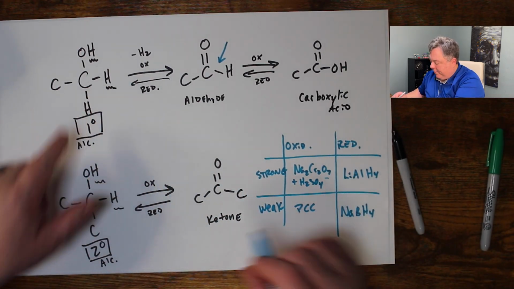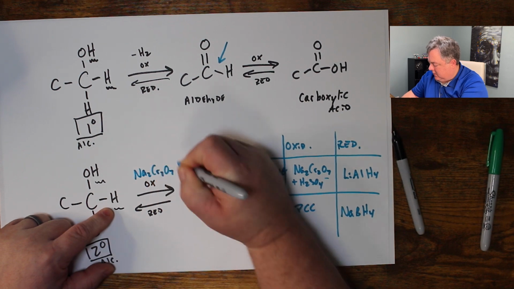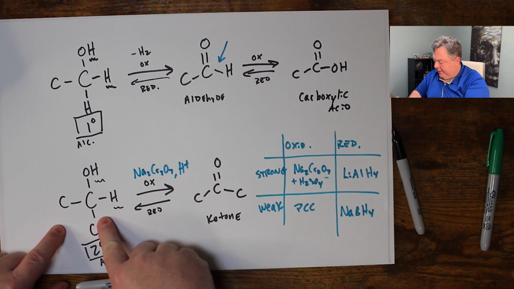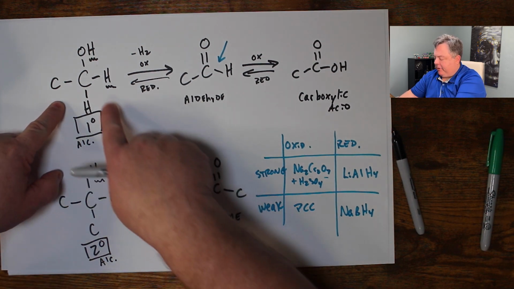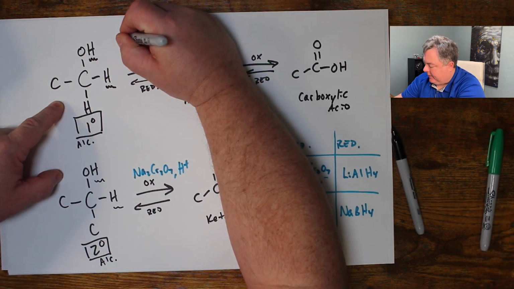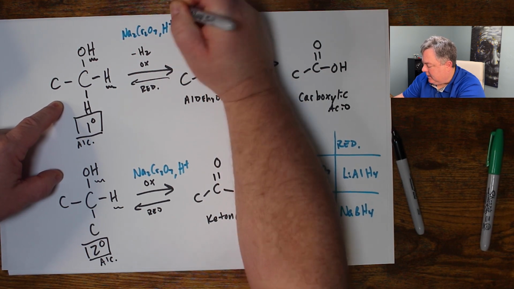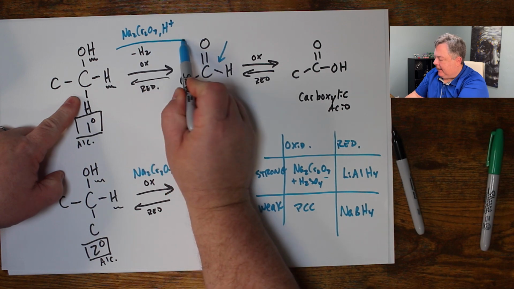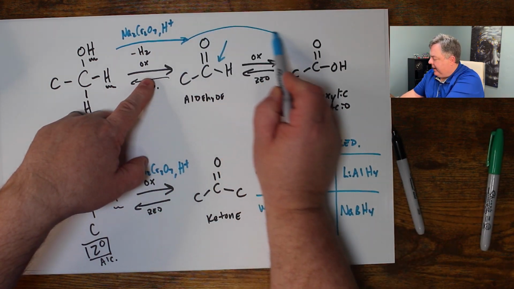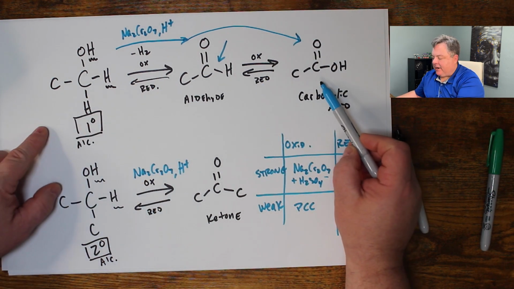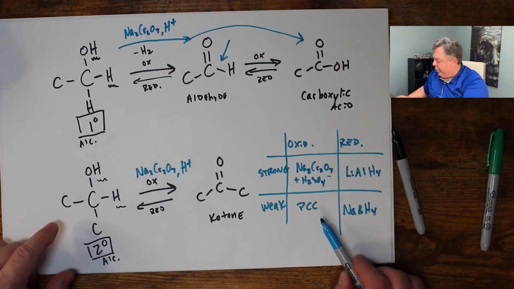So if I add chromic acid and acid to this alcohol, it would oxidize to this ketone. And similarly, if I added sodium dichromate, an acid, to this alcohol, it would oxidize to the aldehyde, but it's strong, and it wouldn't stop there. It would keep going all the way to the carboxylic acid. I couldn't stop it. That's why we need some weaker ones.